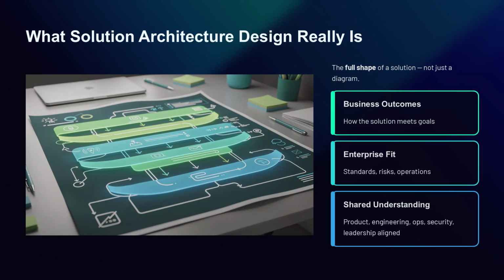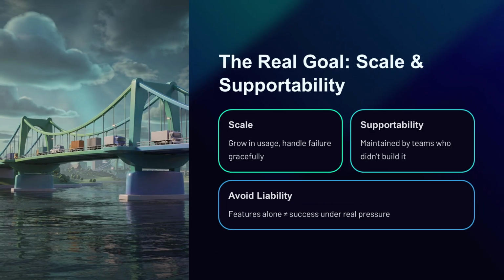With that context set, you should treat solution architecture design as the full shape of a solution, not a diagram. It explains how the solution meets business outcomes, how it fits enterprise standards, how it manages risks, and how it will be operated over time. It also creates a shared understanding between product engineering, operations, security, and leadership, so delivery is aligned and trade-offs are explicit.